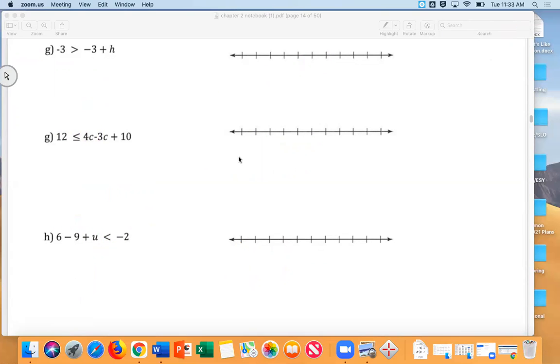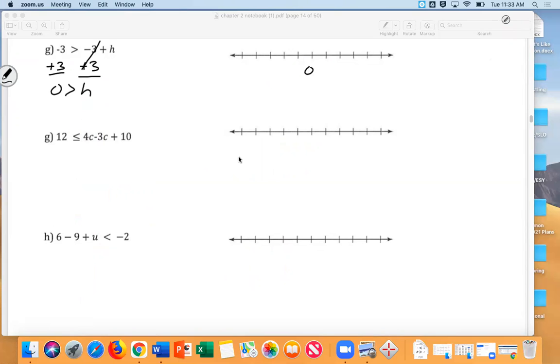Nate, how do you get rid of this? This says -3 is greater than -3 plus h. Add 3. I'm glad you said add 3 and not subtract. A lot of kids will say subtract 3 because of that plus sign. It's all about the -3. So I add 3 and I get 0 is greater than h.